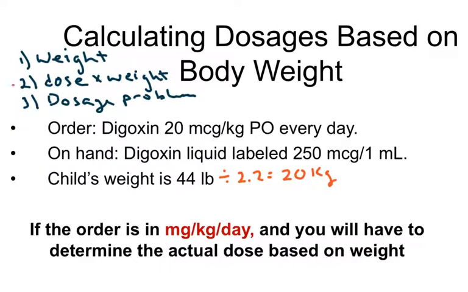Okay, for step 2, right here, we're going to multiply the dose times his weight. And so I know he's 20 kilograms. So anytime you see this per kilogram, that means for 1 kilogram. Well, our patient is 20. So you're going to multiply by his kilograms. And you're going to get 20 times 20 should be 400.